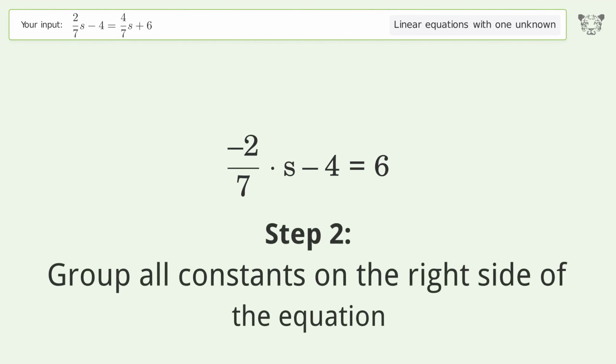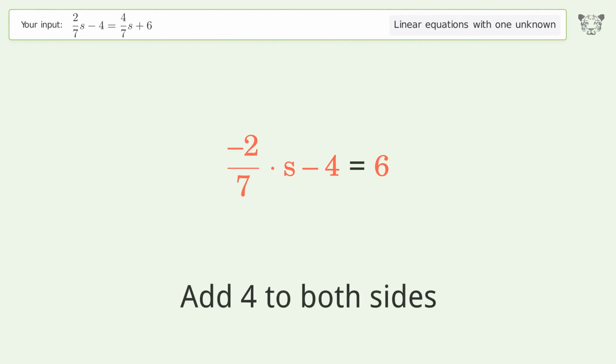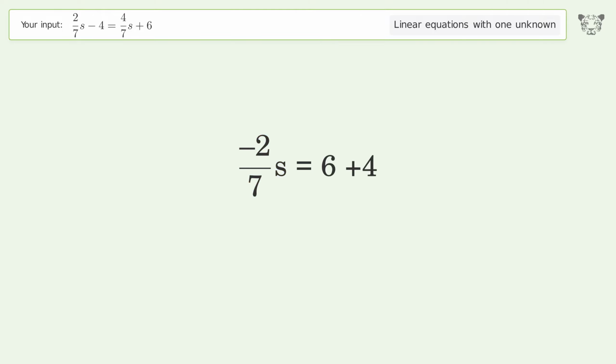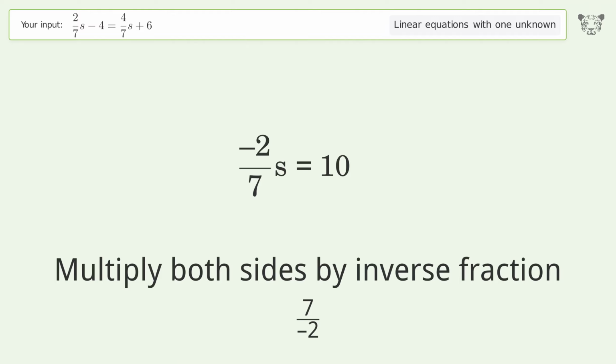Group all constants on the right side of the equation. Add 4 to both sides. Simplify the arithmetic. Isolate the s. Multiply both sides by inverse fraction 7/2.